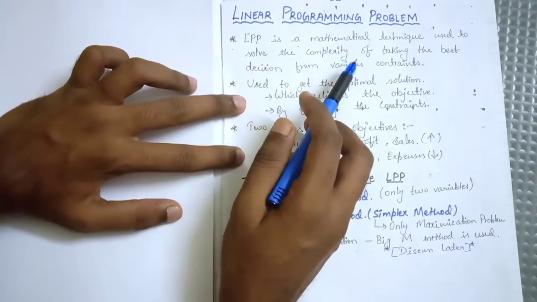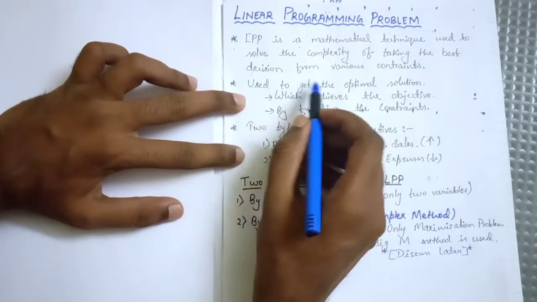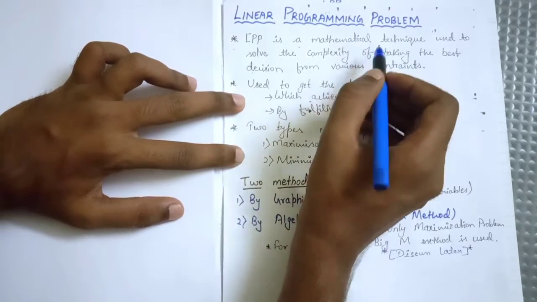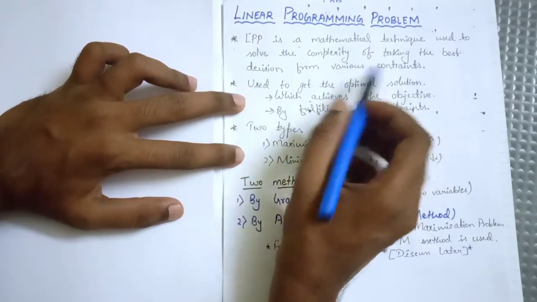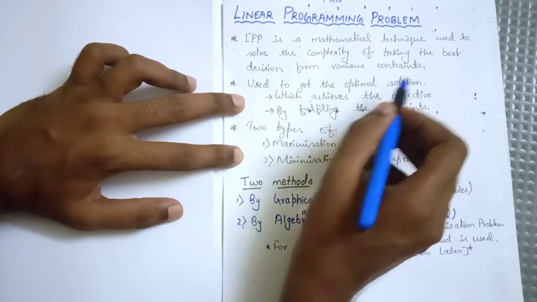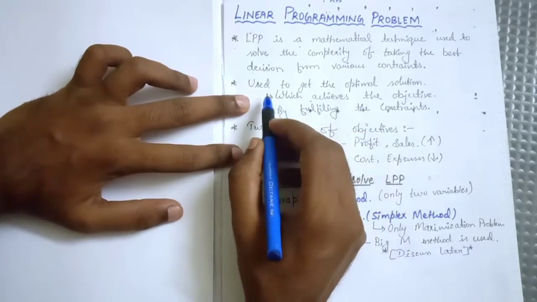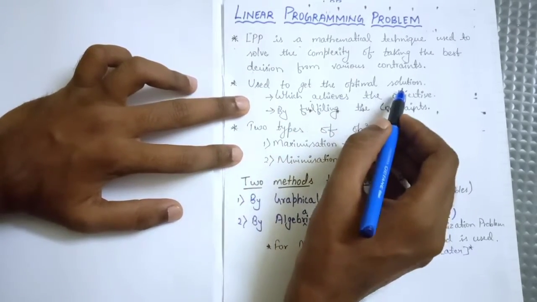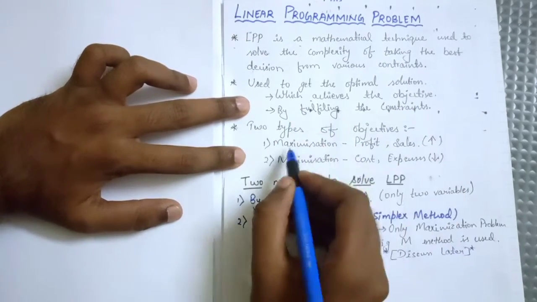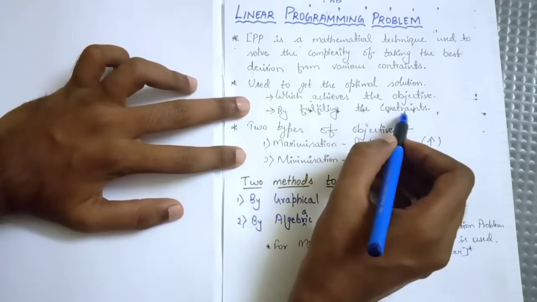LPP is a mathematical technique used to solve the complexity of taking the best decision from various constraints. Constraints are the equations given in the question. We will see that it is used to get the optimal solution which achieves the objective. Objectives are maximization and minimization by fulfilling the constraints.